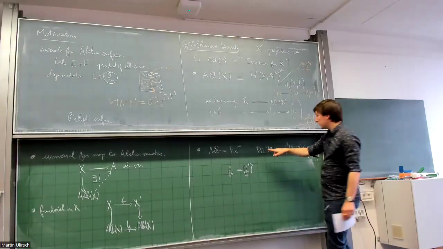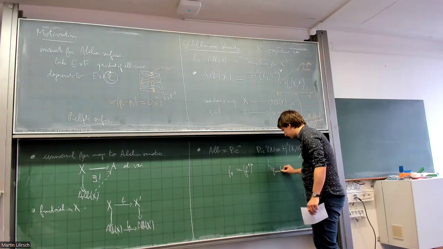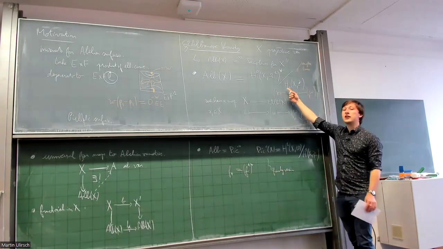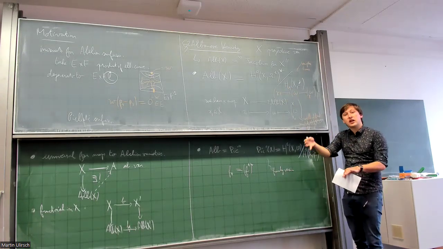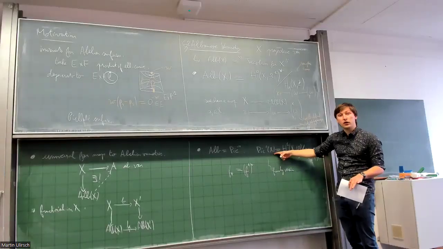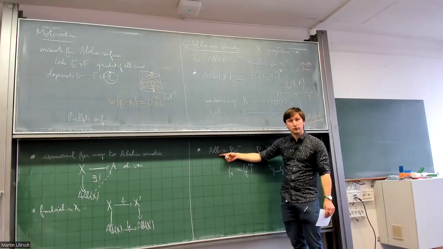And this way, you get also a family version. Because with this definition, it's not really clear if you deform your variety X, what happens with the Albanese variety. But you know that you can deform the Picard group. So then you can also deform the Picard of the Picard, which is the Albanese variety.